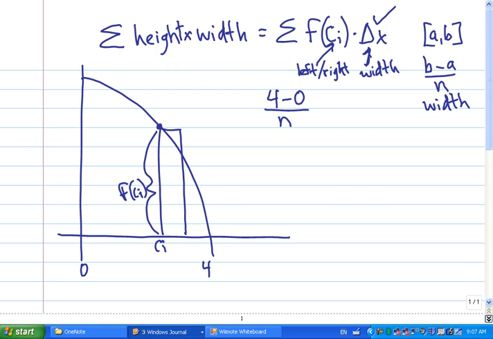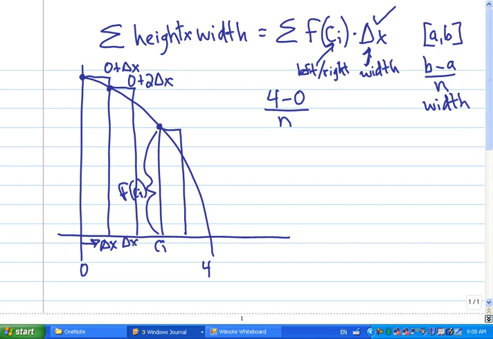So for example, the first point would be 0. Then I would move over by delta x, and I would be at 0 plus delta x. Then I would move over again, and I would be at 0 plus 2 delta x's, because I've just moved over again. So I can find each of these points. The next one is going to be here, at 0 plus 3 delta x. Can anybody see the pattern that's emerging?